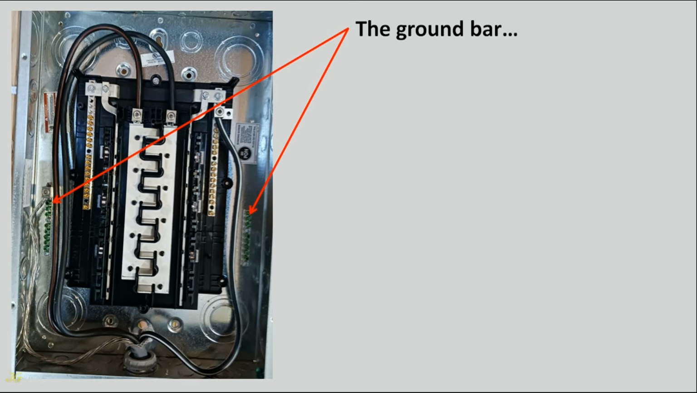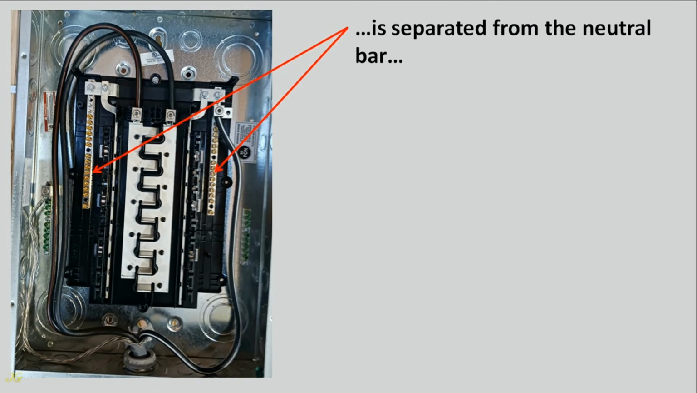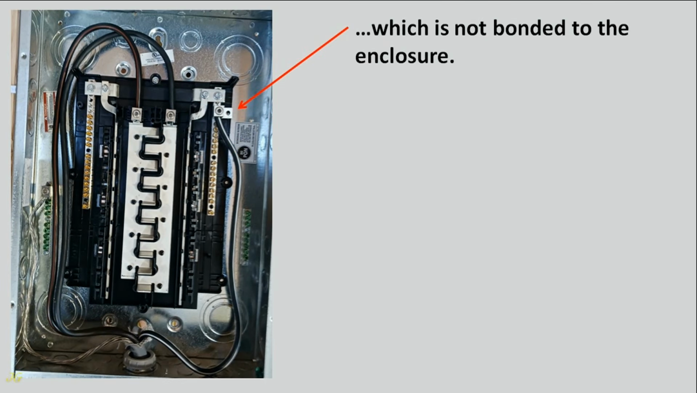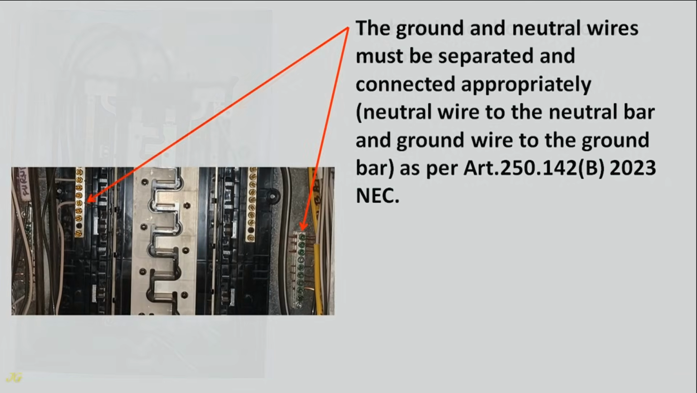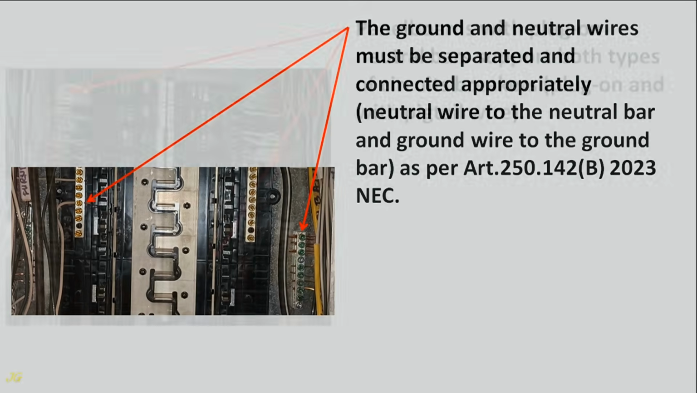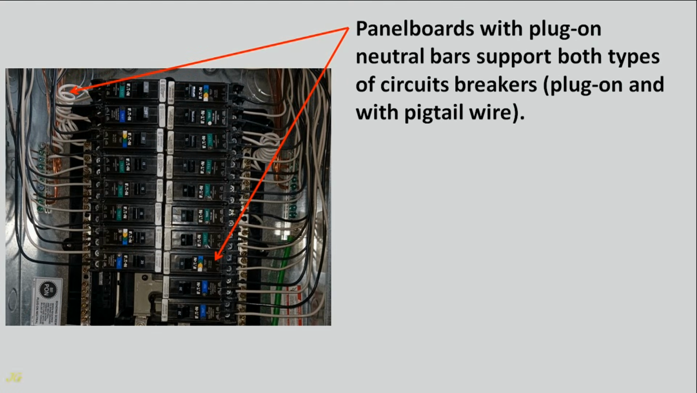Panel board without main circuit breaker, main lugs, and plug-on neutral bars. The ground bar is separated from the neutral bar, which is not bonded to the enclosure. The ground and neutral wires must be separated and connected appropriately. Neutral wire to the neutral bar and ground wire to the ground bar, as per Article 250.142(B), 2023 NEC.